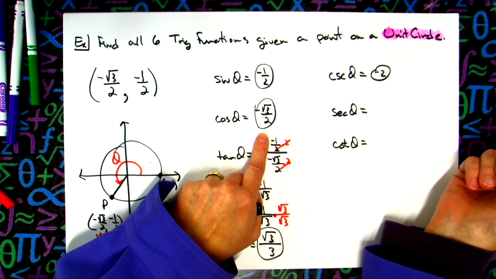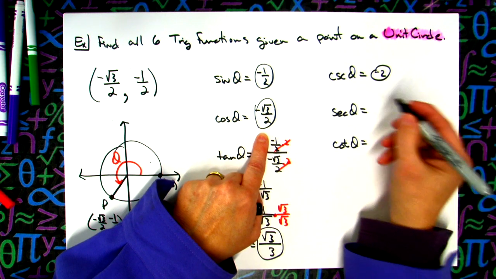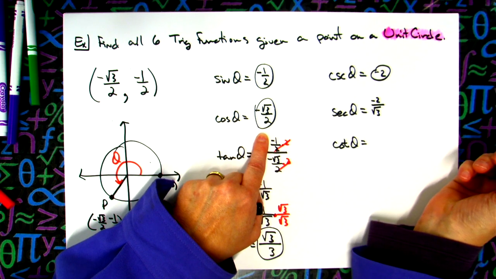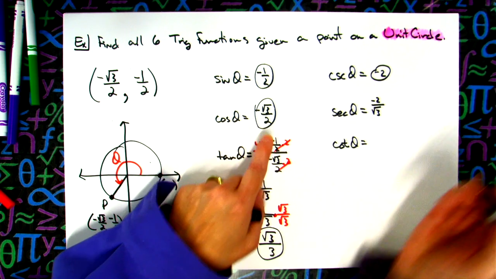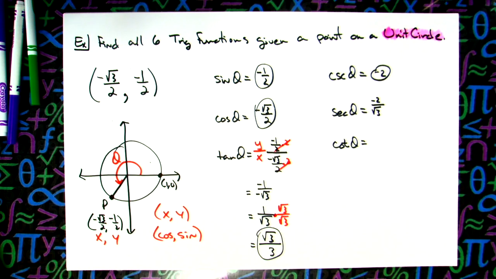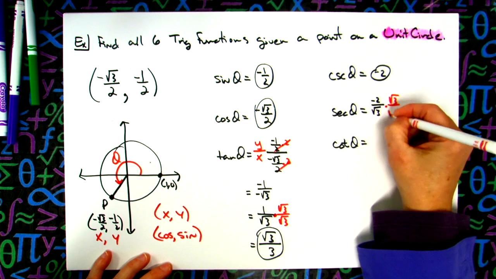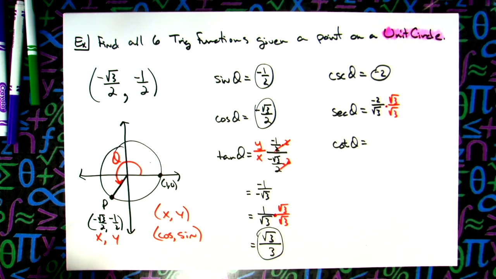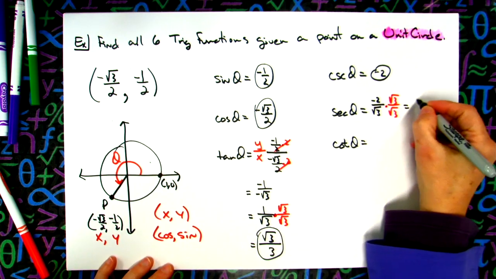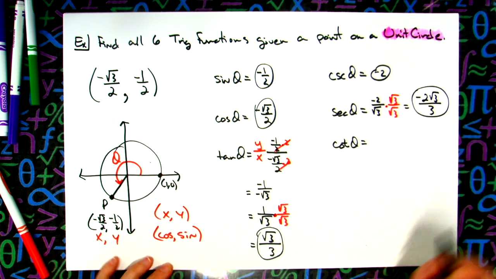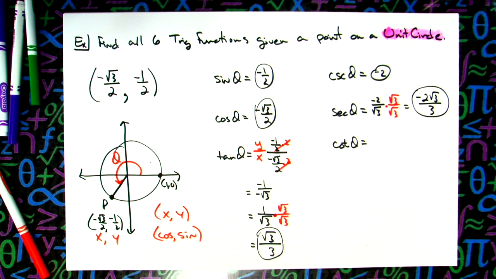Can I do the reciprocal here? Yes, I can flip it around. It's still going to be faster if I go -2 over √3. Am I allowed to leave it like that? No, because we rationalize that denominator. So rationalize it by multiplying by √3 over √3, which then gives us -2√3 over 3. That's still better than trying to use the actual formula.